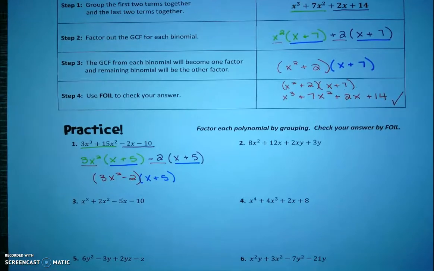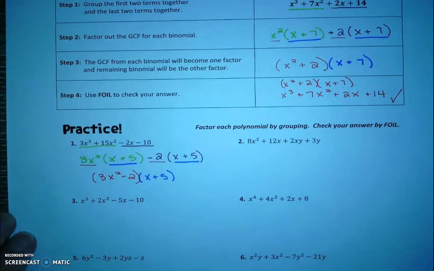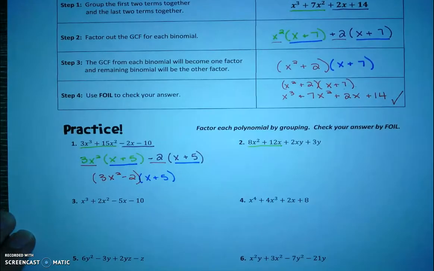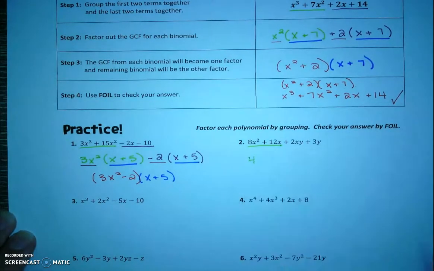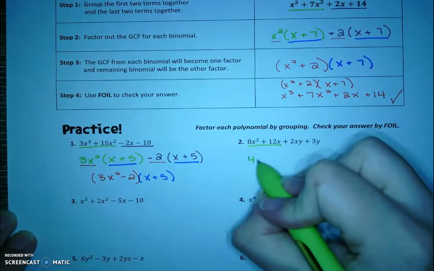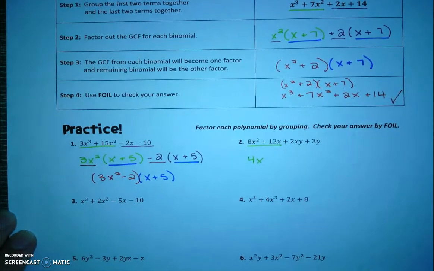We do have a little bit more variables to deal with, but we'll take it one step at a time. So we're going to look at the first two things together, my 8x squared and my 12x. Looking at my coefficient, I can factor out a 4. And then looking at those variables, I see that they both have an x. The smaller exponent is x to the first. So my GCF for the first part is 4x.